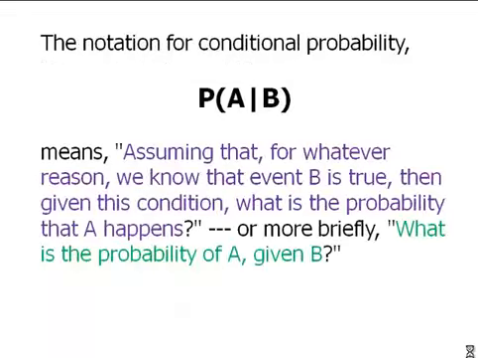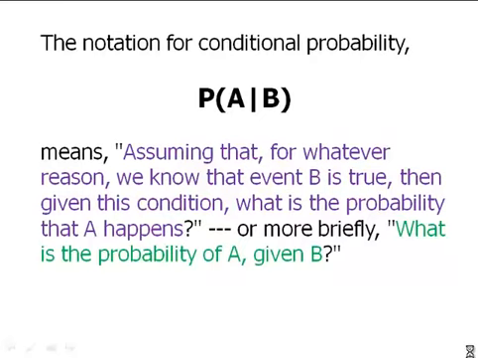Here's the notation. We use this symbol: P, A, and then a vertical line, and then B. Well, what does this mean? This means assuming that, for whatever reason, we know that event B is true, then given this condition, what is the probability that A happens? Or more briefly, and this is the way that people usually would say it, what is the probability of A given B? B is the condition we impose, and A is the thing we want to find out the probability of, given that we know that B has already happened.